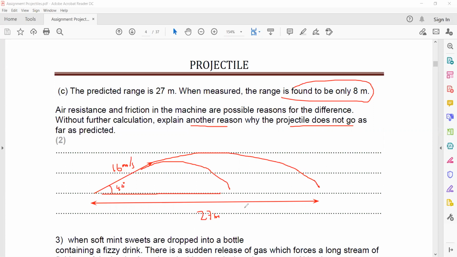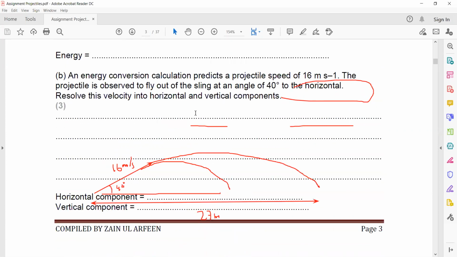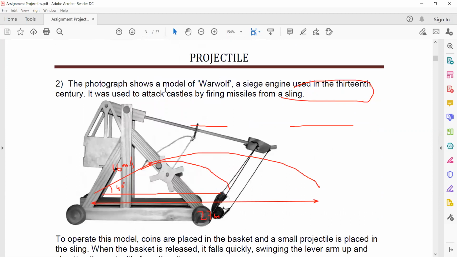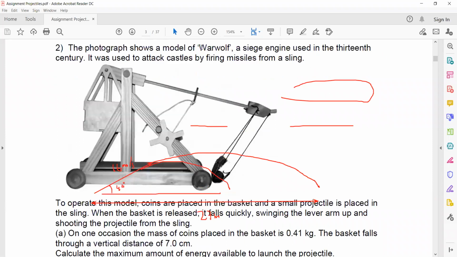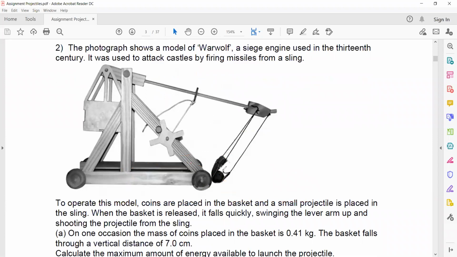Because, as you see, it is related to the previous part. We are using a photograph, which is a war wolf used in the 13th century. It was used to attack the castle by firing a missile from a sling. So basically what happened, this is a projectile, so when it shoots, the projectile is launched. But not all of the energy is transferred to the sling. So if not all of the energy is transferred from the sling to the projectile, its speed will be different. If speed is different, the range will also be different.